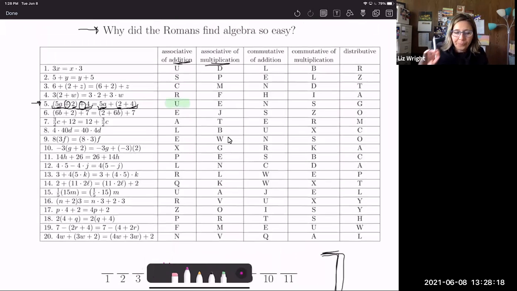So we write in a U. All right, which one am I going to do now? I'm going to do 6. I'm going to look at 6. I'm going to get rid of my other markings here so I have more space.